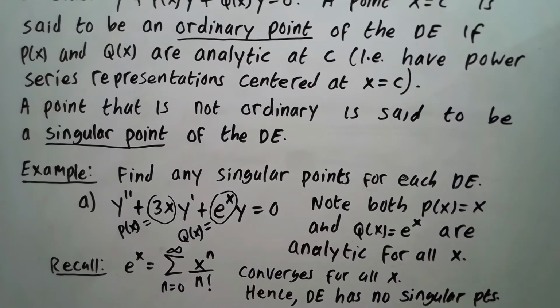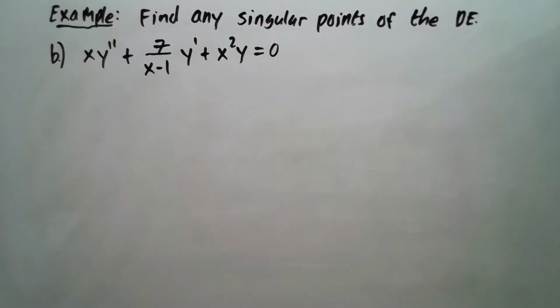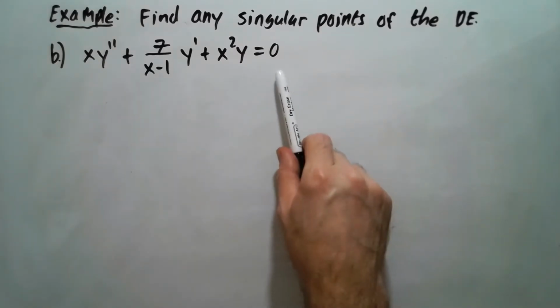Okay, so let me do another example. I'm running out of space, so let me erase a few things and we'll do part B to this example. So here's part B. We want to find any singular points here.